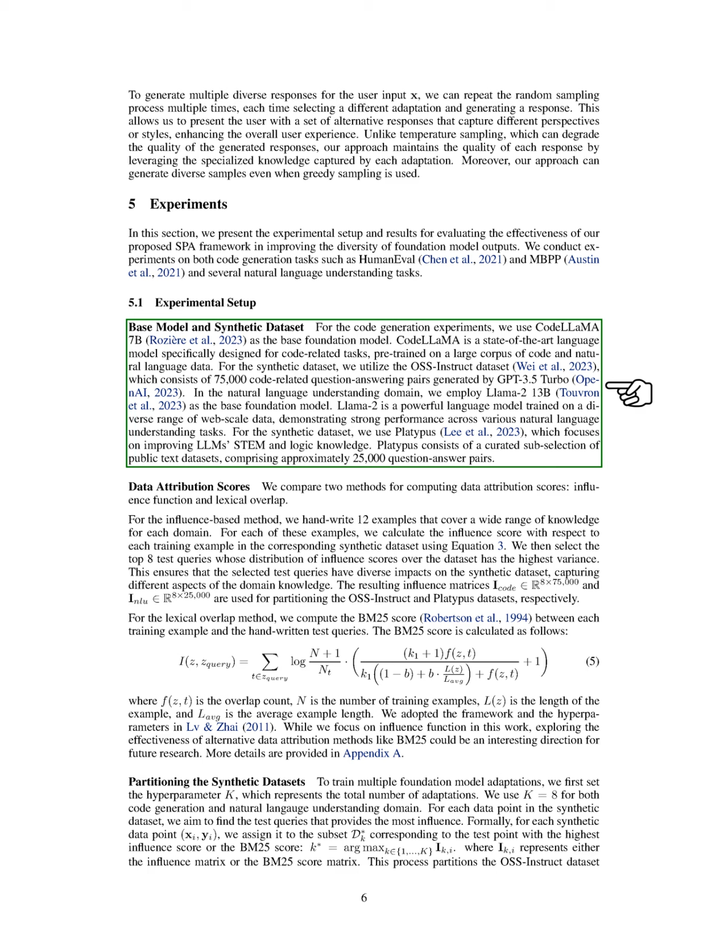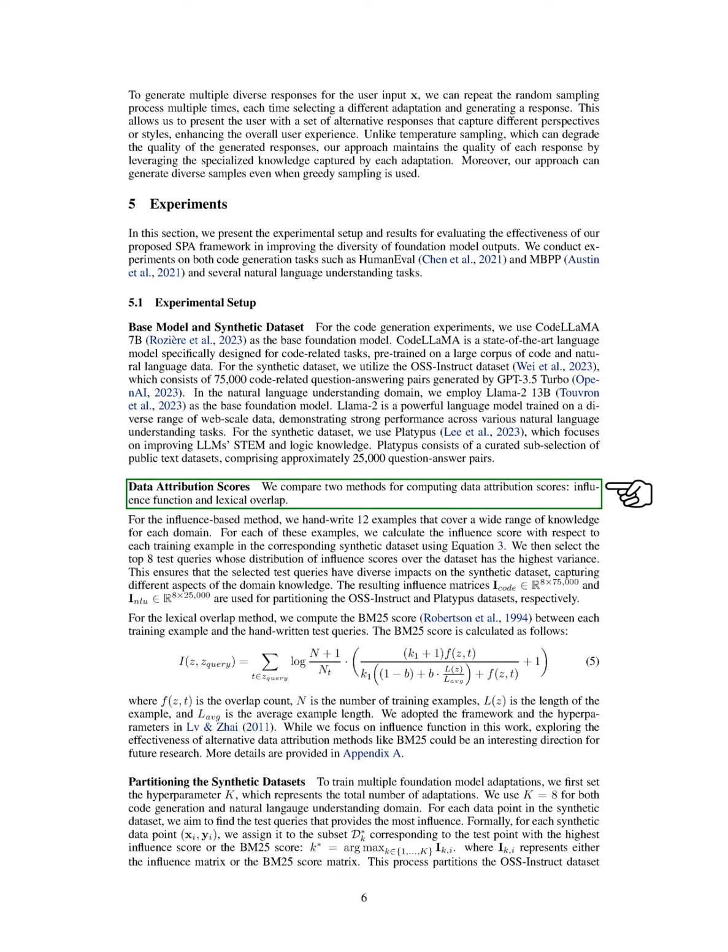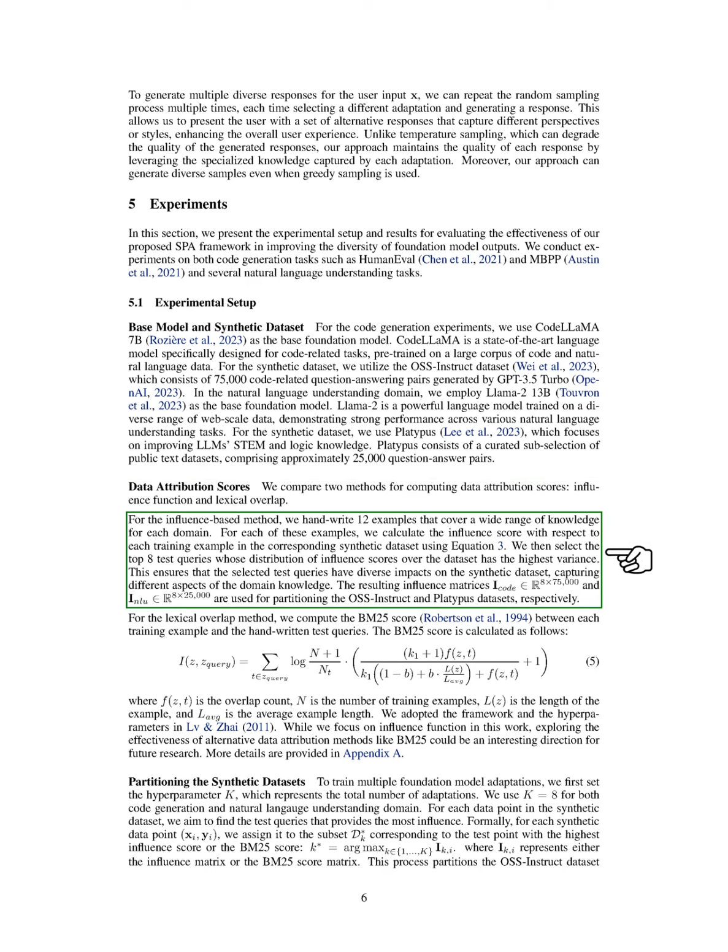In the natural language understanding domain, we utilize Llama 2 13B, a robust model trained on diverse web-scale data. Our synthetic dataset here is Platypus, which includes around 25,000 question-answer pairs aimed at enhancing STEM and logic knowledge. We also compare two methods for calculating data attribution scores: influence function and lexical overlap. For the influence method, we create 12 examples that represent a broad range of knowledge for each domain and calculate their influence scores against the training examples. We then select the top test queries with the most varied influence scores to ensure diverse impacts on the dataset.